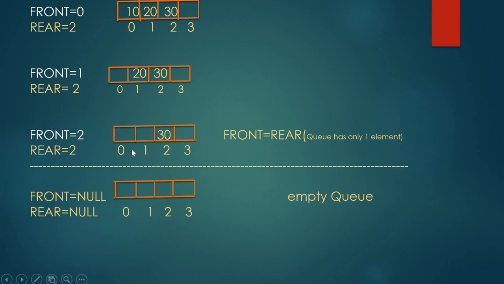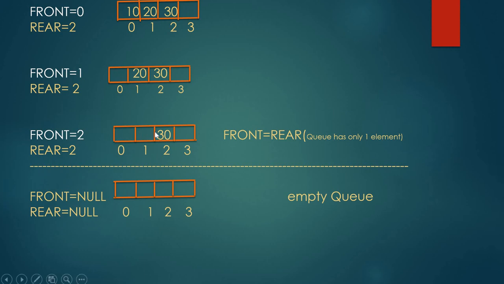Then we can consider this situation. In this case, how many elements are there? One and only one element in the queue, that is 30. One and only one element means, what is the condition? Front is equal to rear. Front is equal to 2, rear is equal to 2. Front equal to rear means there will be one and only one element in the queue.